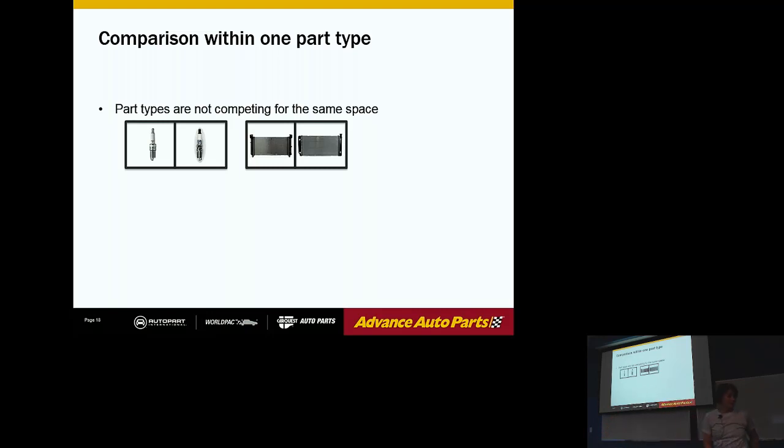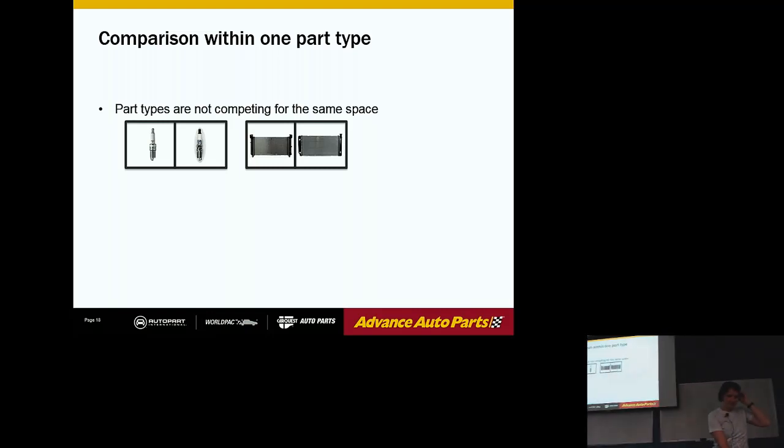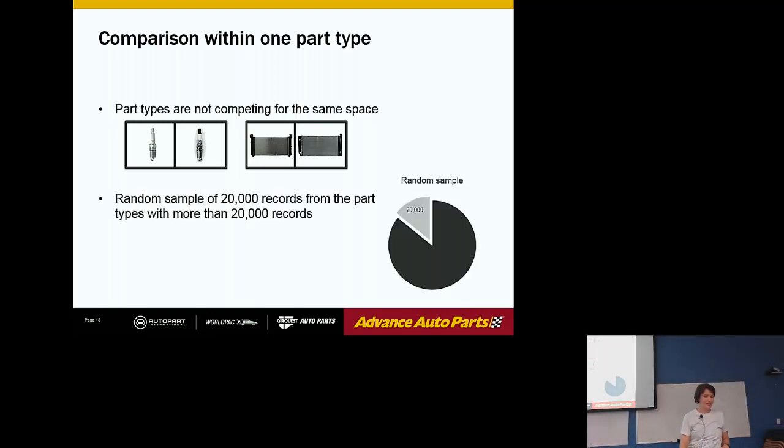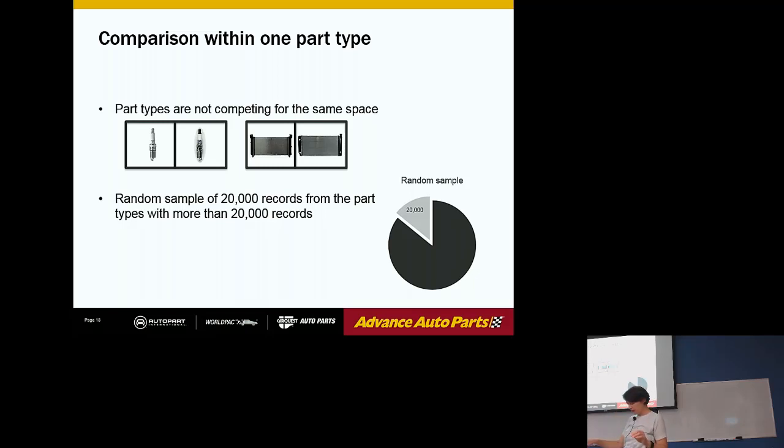Because I mean, you can do. It still did not solve our problems because, of course, we had some part types for which we had a small number of records, and we still have part types for which we had very large number of records.